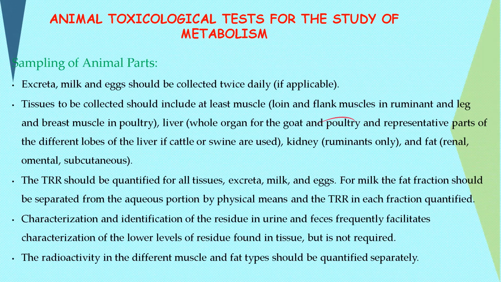This is applicable. Tissues to be collected should include at least muscle, loin, and flank muscles in case of ruminants, and leg and breast muscles in case of poultry. Of course, the liver, whole organ in case of goat and poultry, and representative parts of the different lobes of the liver of cattle or swine are very much required. And also kidney, then fat, etc., in case of ruminants.